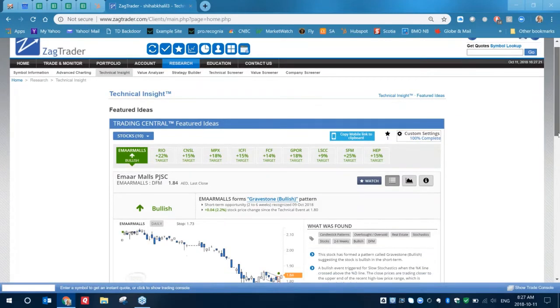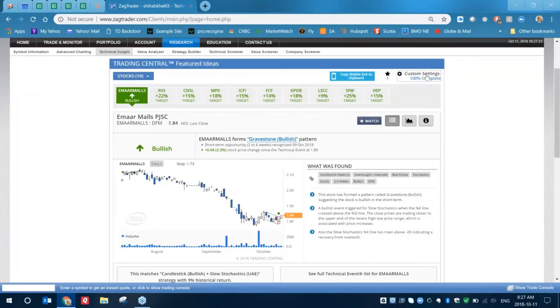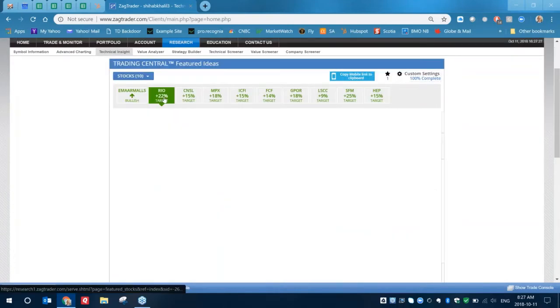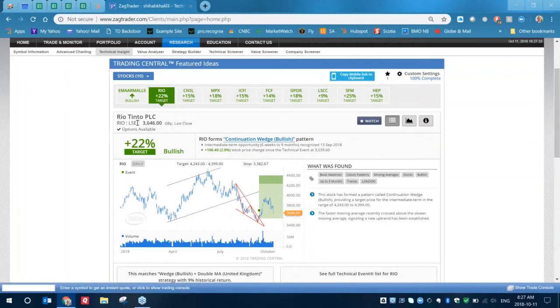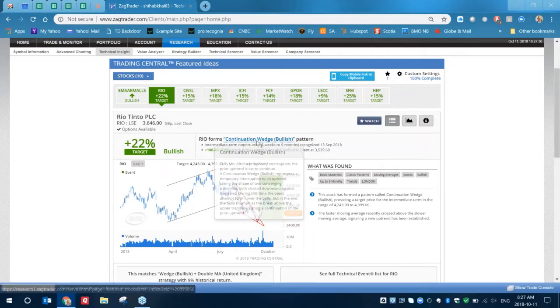So MR Malls is still there as one of our ideas, but you can see we have some other ones here. So Rio Tinto stock on the London Stock Exchange. This is an Anglo-Australian mining company, and it's actually had a bullish continuation wedge, suggesting an upside target of plus 22%. And so on. So you can get some other ideas using the featured ideas.